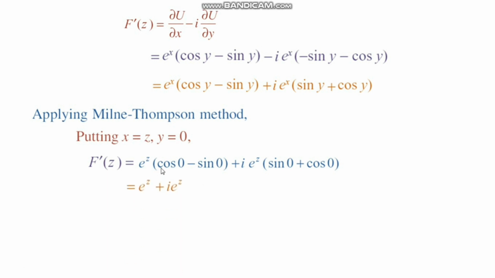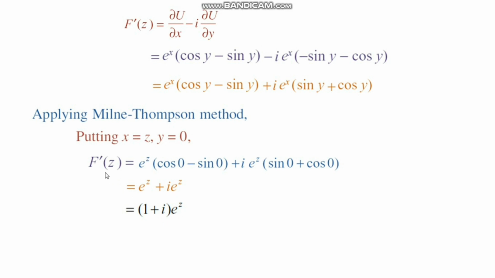We know that cos 0 has value 1 and sin 0 has value 0. 1 − 0 is 1, e^z into 1 is e^z, plus i times (sin 0 is 0, cos 0 is 1, 0 + 1 is 1), e^z into 1 is e^z. Taking the common factor e^z, (1 + i) e^z is the result of F'(z).